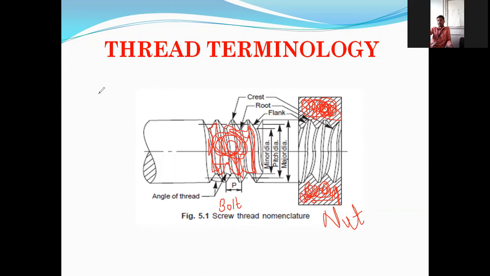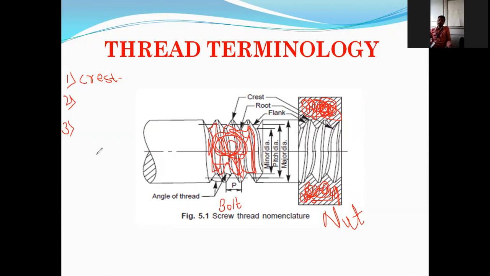For this we have to remember crest. The first term we have seen is crest. What is crest? The topmost or uppermost part of the thread is called the crest. And what is the next one? Root. What is root? The bottommost part of the thread is called the root. Topmost, bottommost.